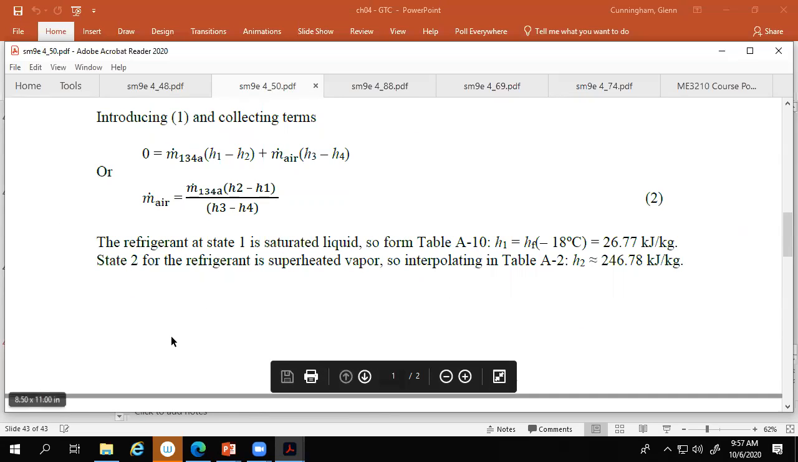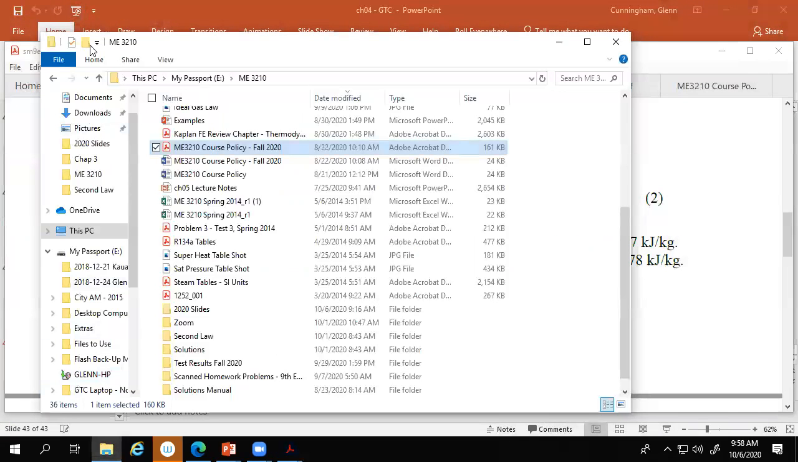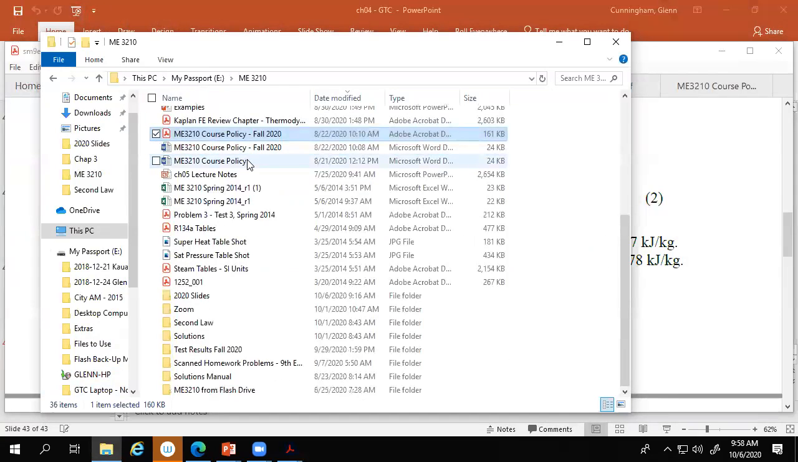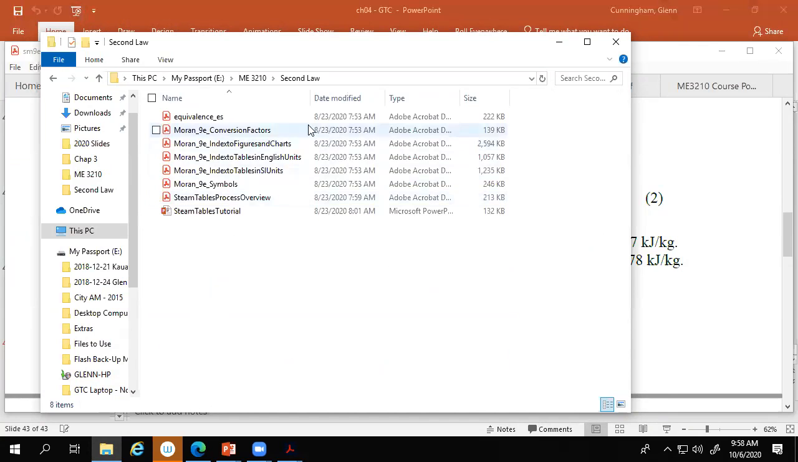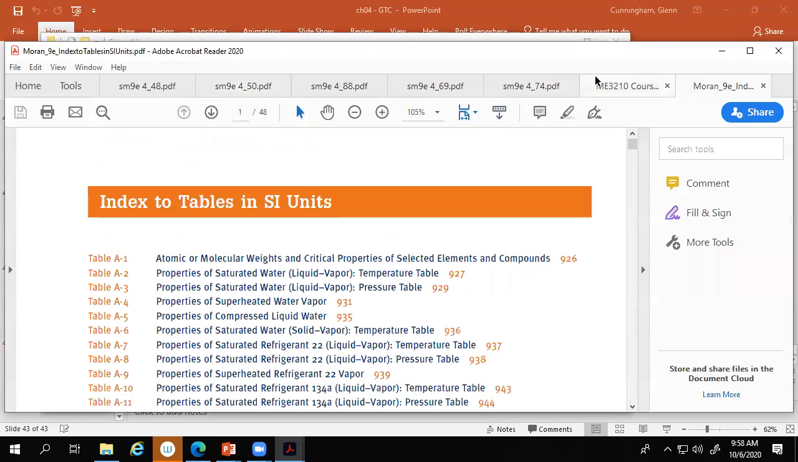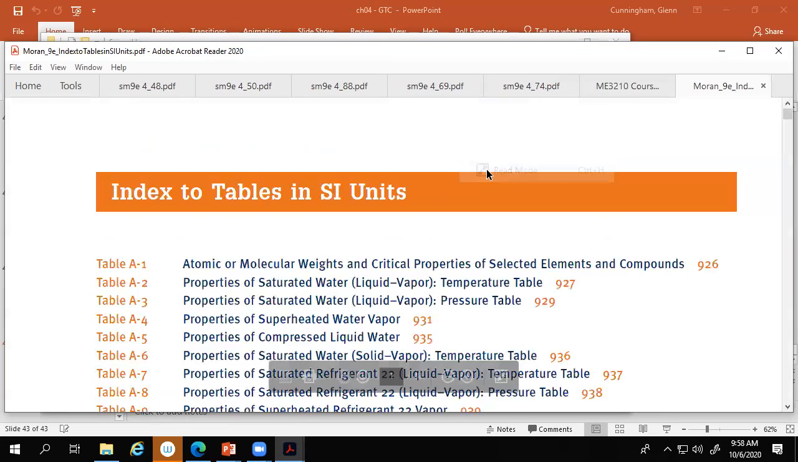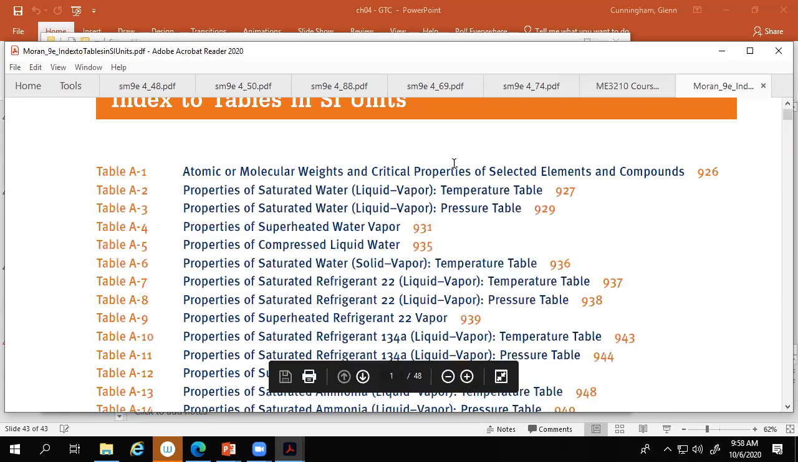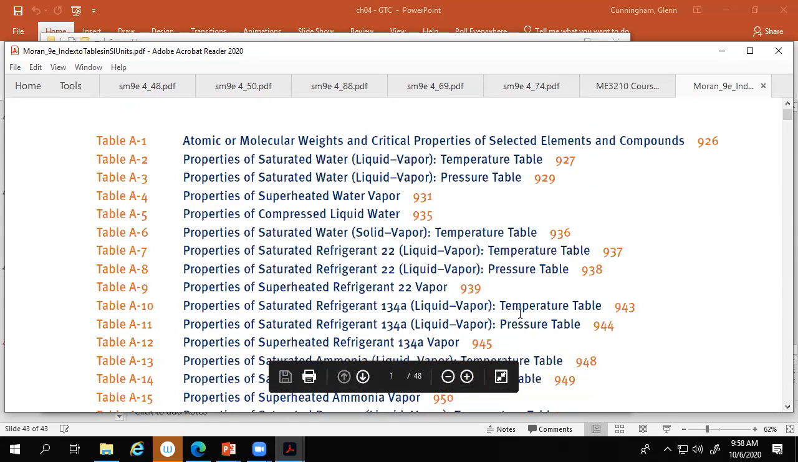So what we would do, I don't know how much we need to, we'll do it on this one. I want this second book. And this is SI. So these are your tables. And what is this? 134A. 134A is down here. They're right here.